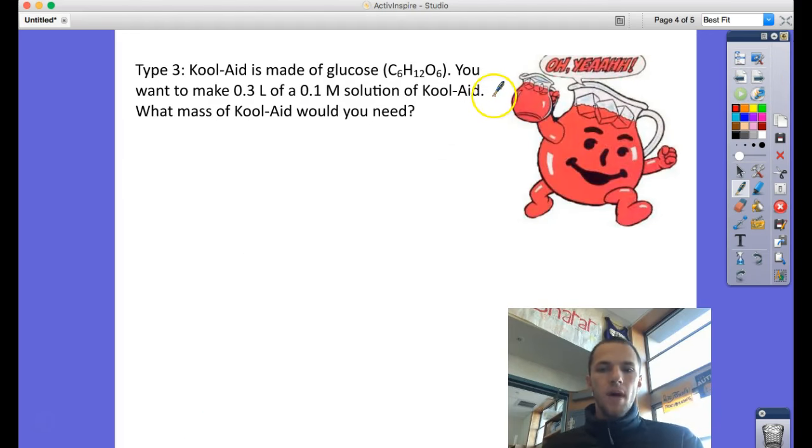Because we don't often measure things in the lab in moles, we're usually using electronic balances that measure things in mass, in grams. So let's say we want to make a solution of Kool-Aid. Okay? Kool-Aid is made of glucose, which is a sugar, which has the molecular formula C6H12O6. You want to make 0.3 liters of a 0.1 molar solution of Kool-Aid. What mass of Kool-Aid would you need? Okay, so I'm trying to figure out mass. That's grams. I need to figure out how many grams I need. I'm given liters, and I have 0.1 molar.